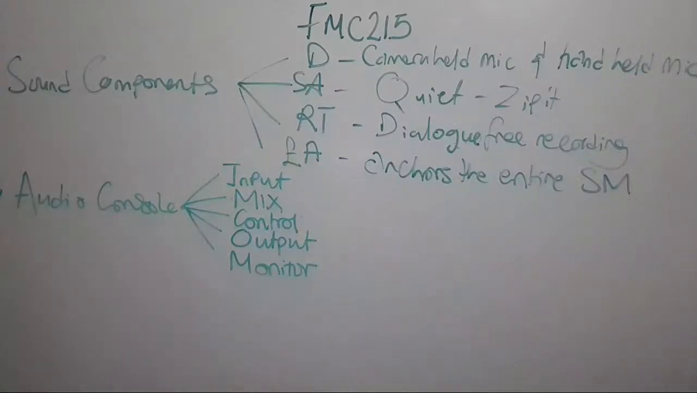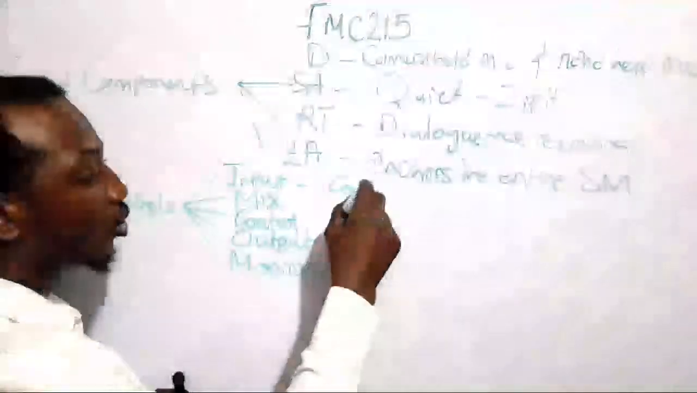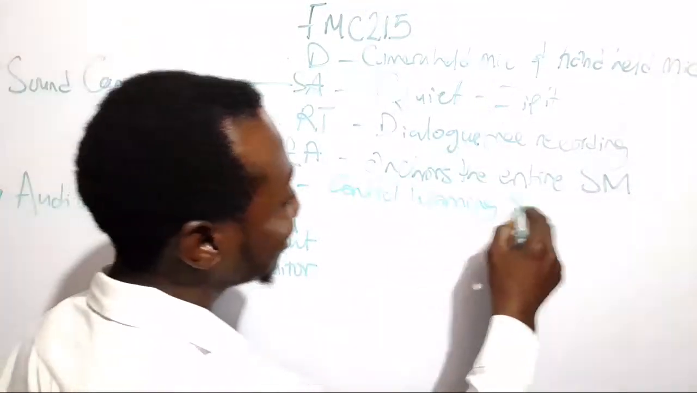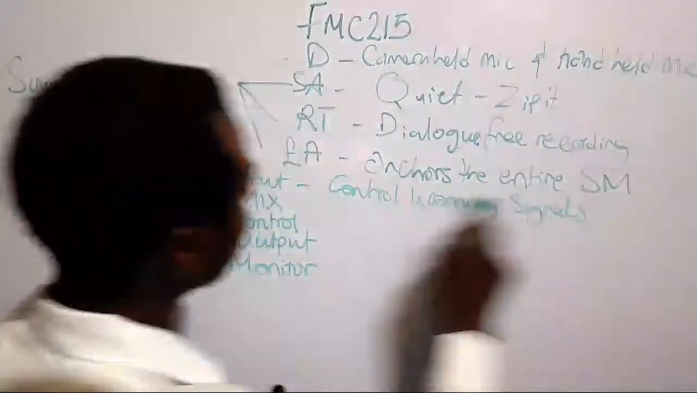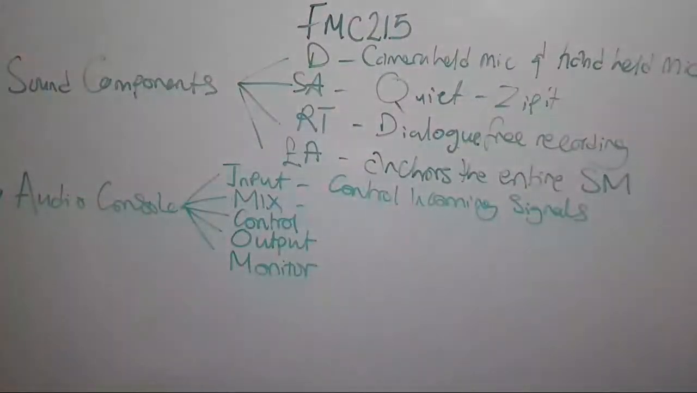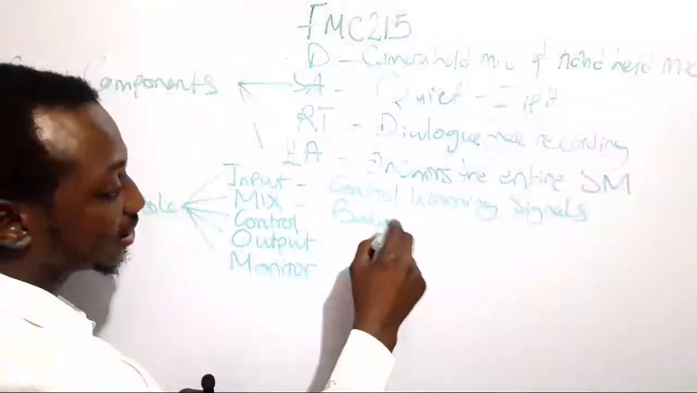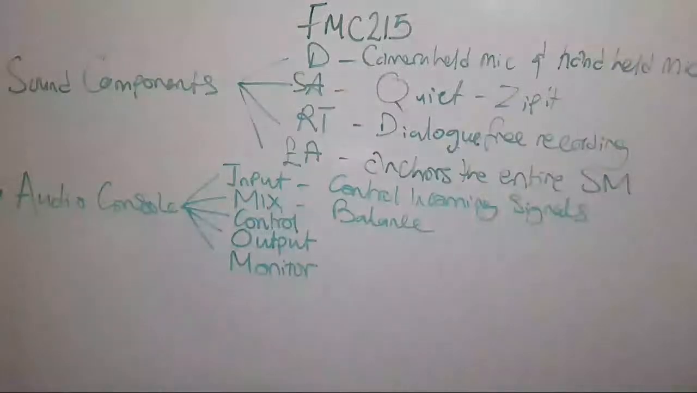Input: select, pre-amplify, and control the volume of various incoming signals. You amplify and set to the correct level. Mix: combine and balance two or more incoming signals. Here you balance two or more incoming signals.